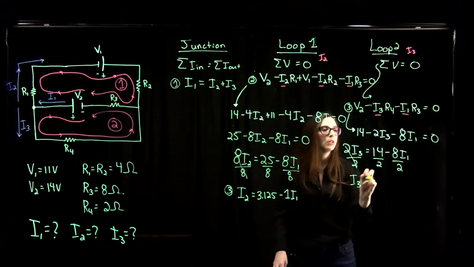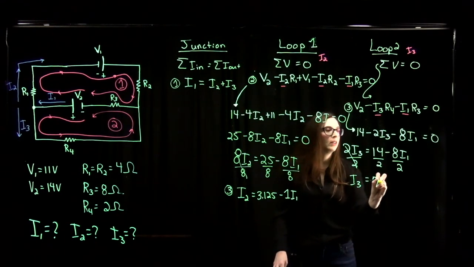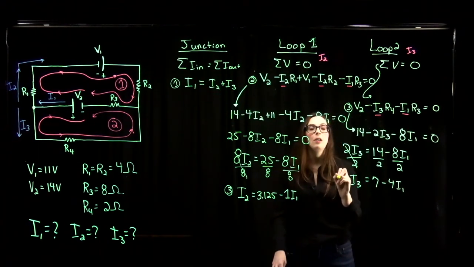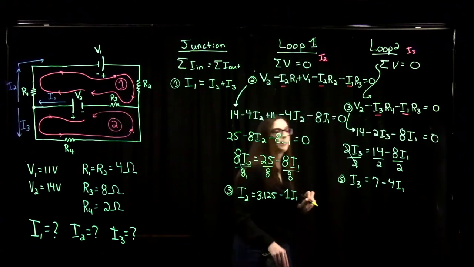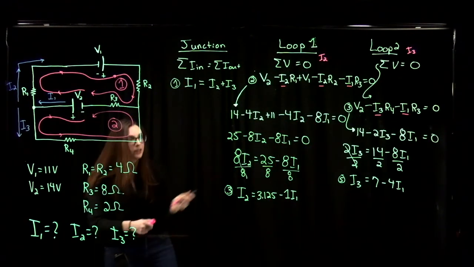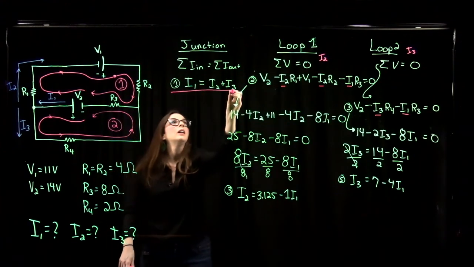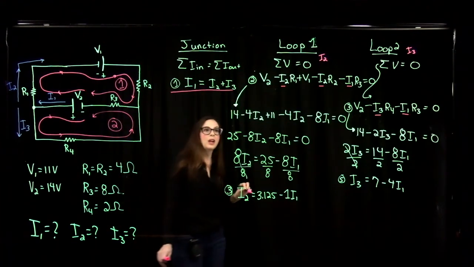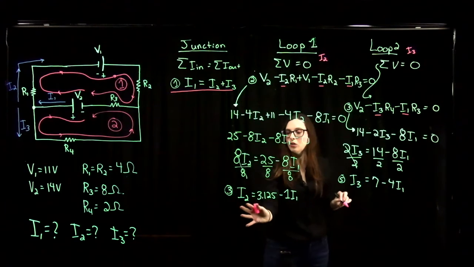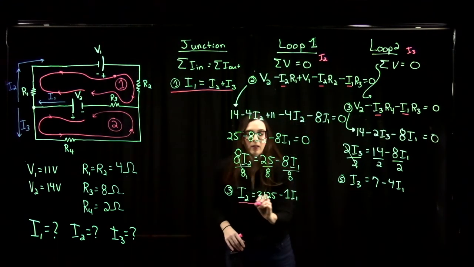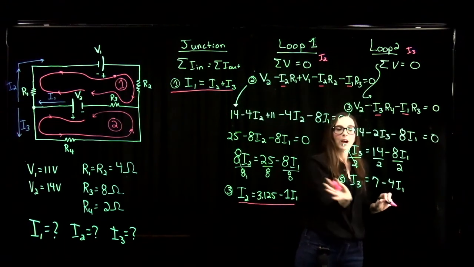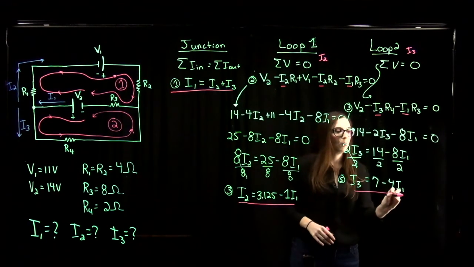I3 is equal to 14 over 2, that's 7, minus 8 over 2, that's 4 I1. I'm going to call that equation 5. Okay, so now I'm going to put a box here, or maybe just underline. I1 is equal to I2 plus I3. I took loop 1 and I solved it to find I2 in terms of I1. I took loop 2 and I solved it for I3 in terms of I1.